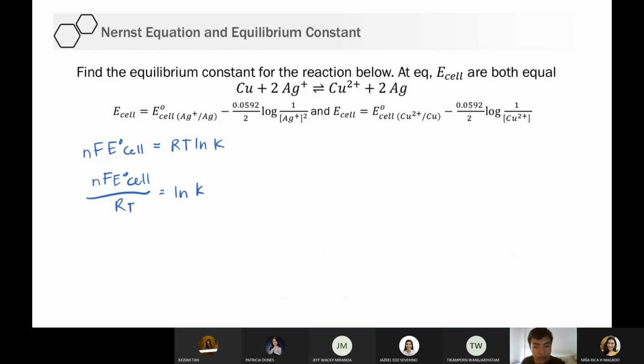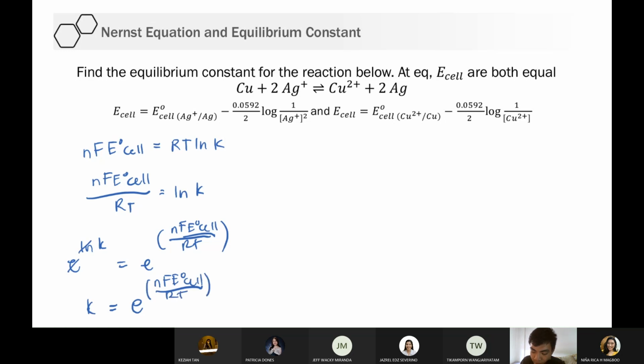That is discussed in your high school algebra anyway. So we have e raised to ln K equals e raised to nFE naught cell over RT. So e and ln cancel out, giving us the equilibrium constant K equals e raised to nFE naught cell over RT. Since we know the equation already in solving for K, then we should also know the constants that we have to plug in.